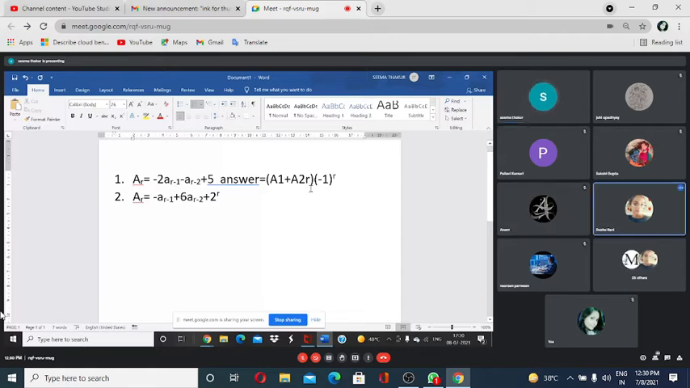Yes, ma'am. So if roots are similar, we have to write the solution like this: a1 plus a2r and minus 1 raised to power r. If you are getting the plus 1, you can write plus 1 raised to power r. If you are getting the minus 1, you can say it's minus 1 raised to power r.